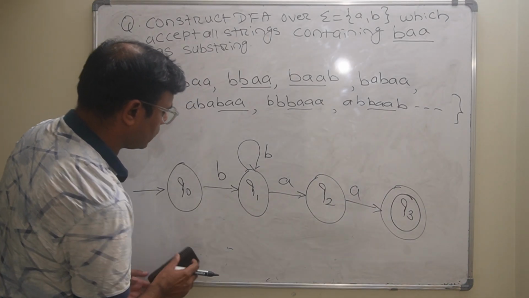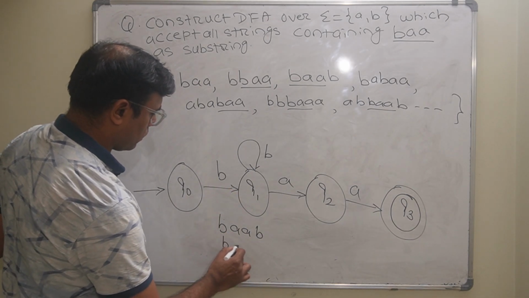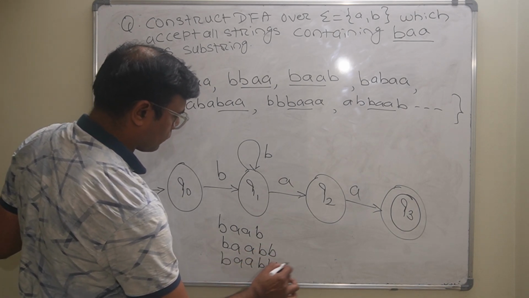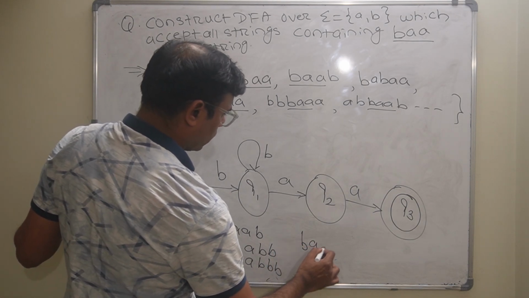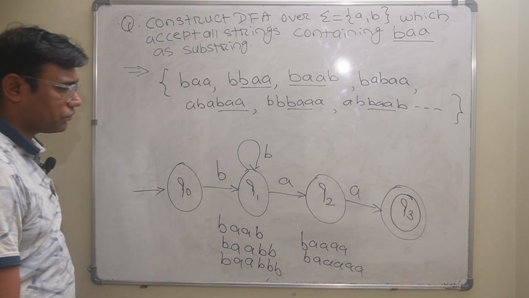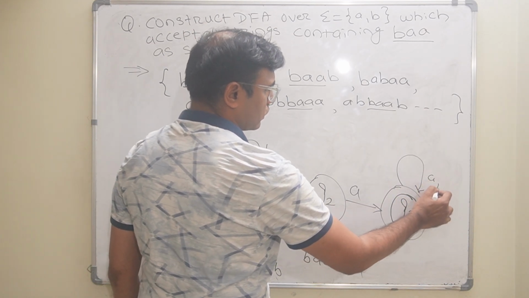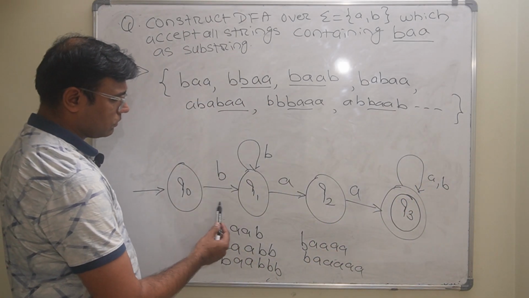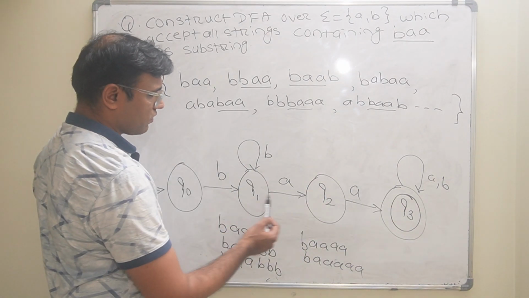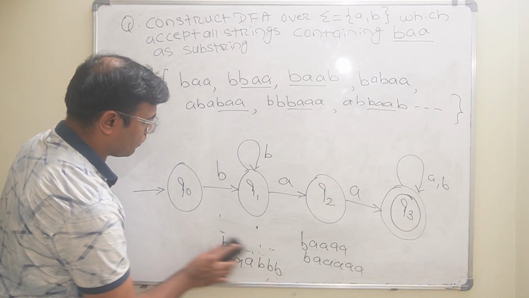Now the next possibility is that the string can end with A or B. So I will write some values: BAB, BAAB, BAABB, BAABBB, then BAA and any number of A. If we apply the loop of A and B on Q3, it will satisfy all the conditions. So it will now accept all the strings BAAB, BAABB, BAABBB, then BAA, BAAAA, any number of A. So it will solve our problem.